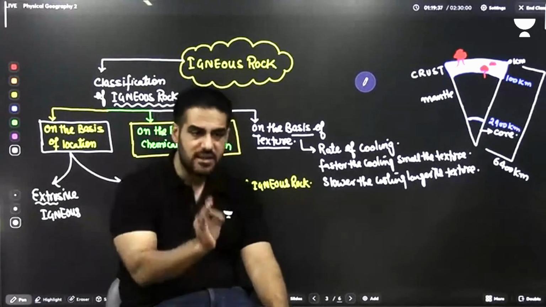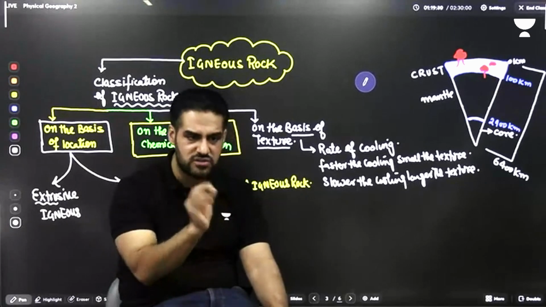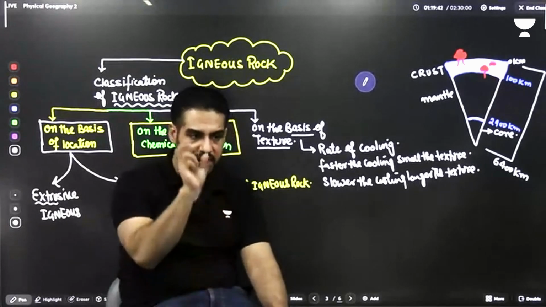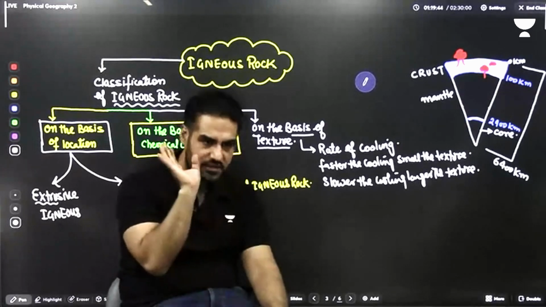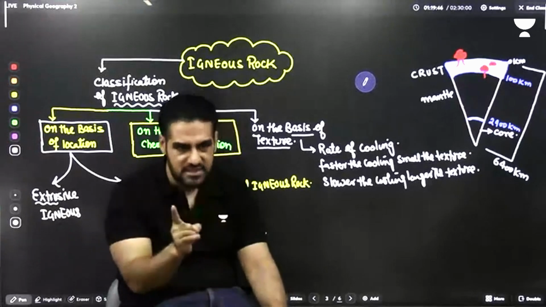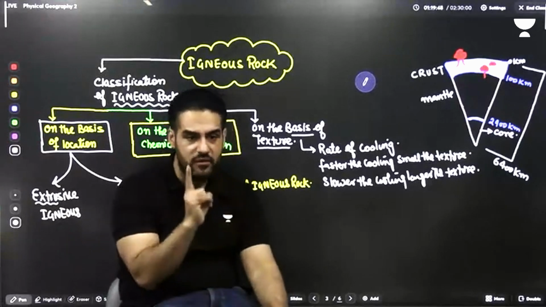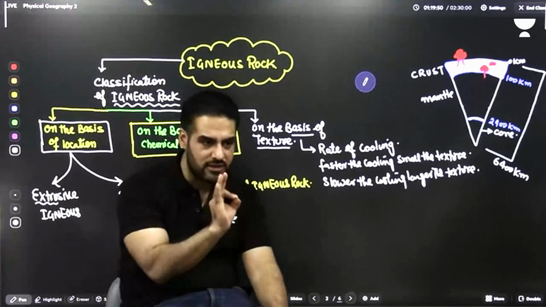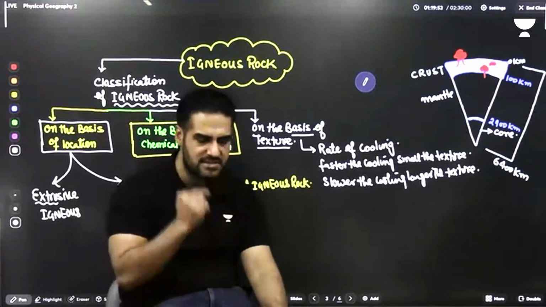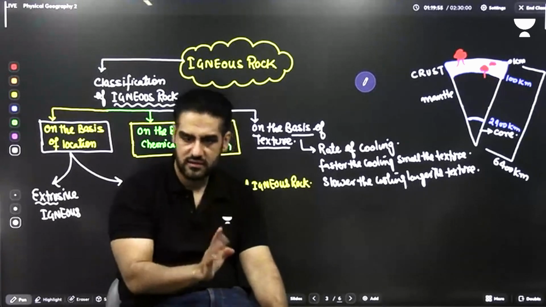What are the characteristics? If the silica content is high, the viscosity will increase. Gases will remain trapped within it. Fluidity will be less. Such eruptions will be very violent. Color of the rock thus formed will be lighter, and its density will be also less.